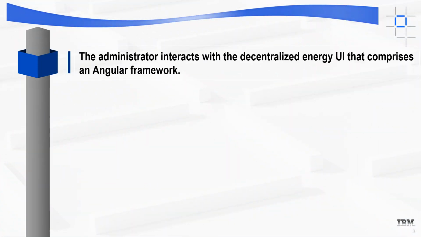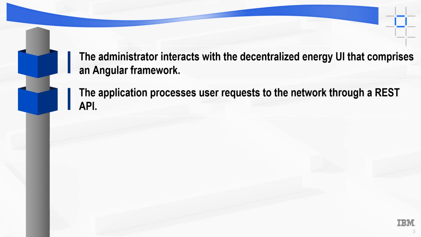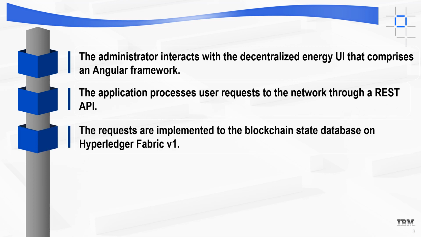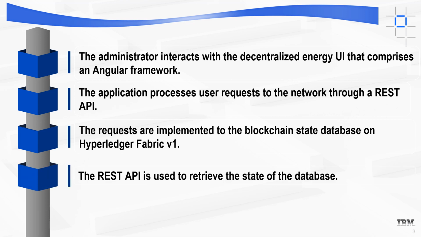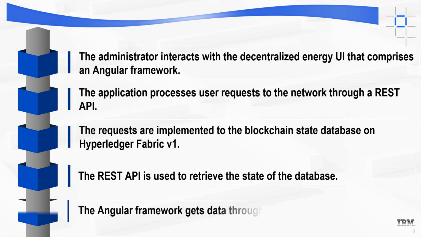There are a couple of factors in this particular application. The administrator interacts with the decentralized ledger UI, which comprises an Angular framework. The application processes user requests to the network through a REST API. The requests are implemented on the blockchain state database in Hyperledger Fabric version 1, we are talking about here. The REST API is used to retrieve the state of the database, and the Angular framework gets data through GET calls to the REST APIs.